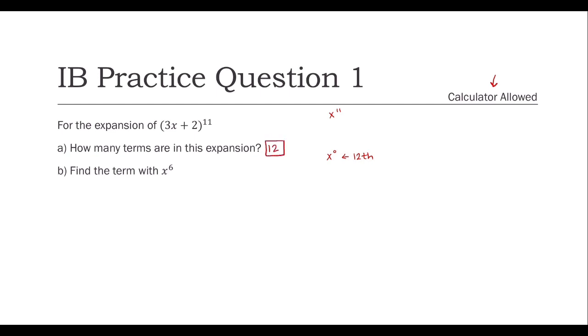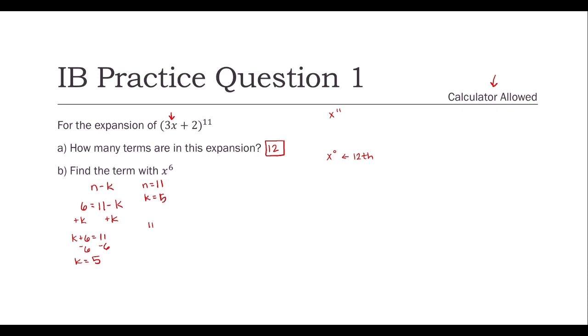And then it says find the term with x to the 6th power. So for this first term right here, the exponent is equal to n minus k. So 6 is going to be equal to our n, which is 11, minus k. So we have n equals 11. If we add k to each side, we have k plus 6 equals 11, and then we subtract 6 from each side, so we get k equals 5. So we have n equals 11, k equals 5.